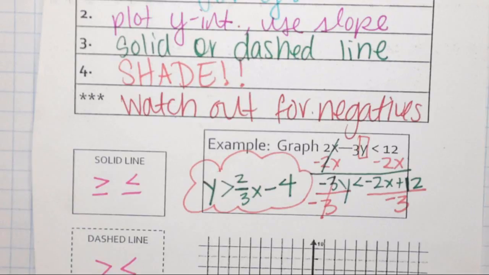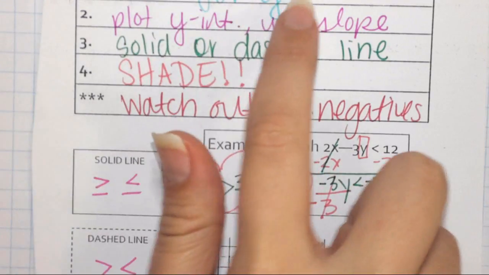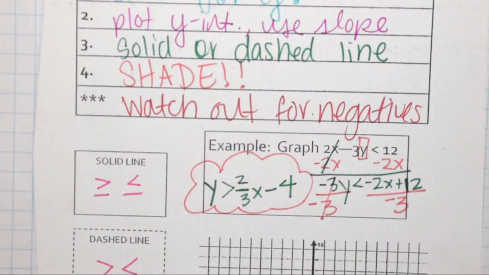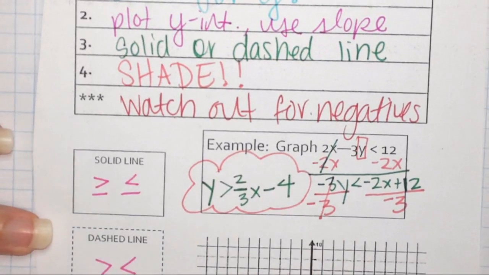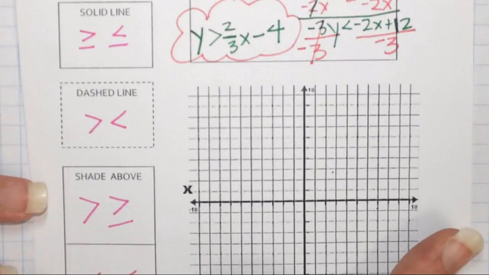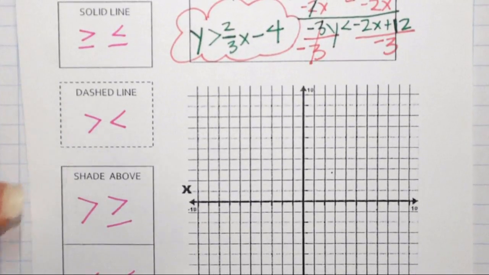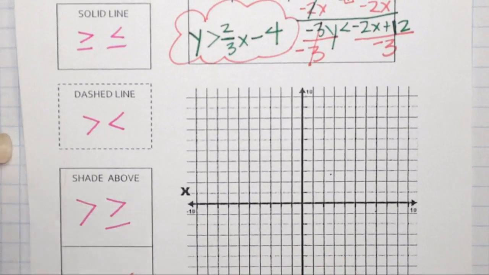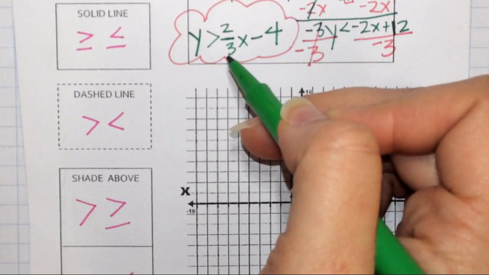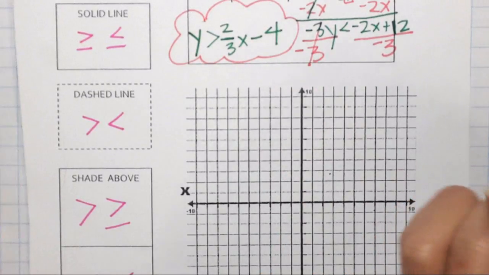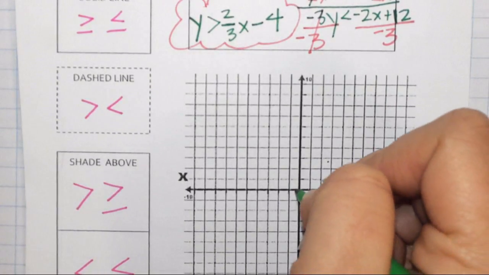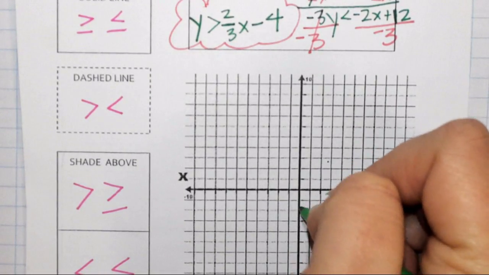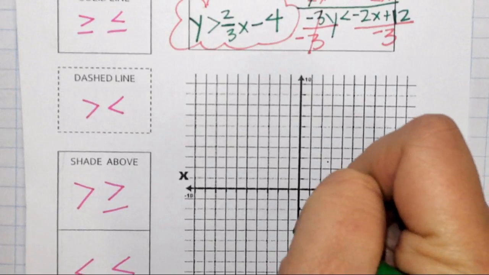Okay, now we've solved for y. What's step 2? Okay, now what's our y-intercept? Negative 4. And we should all be able to say that with confidence because it's y equals mx plus b. So the number in front of x is your slope. So do we go left 4 or down 4? Down 4 on the y-axis. So 1, 2, 3, 4.